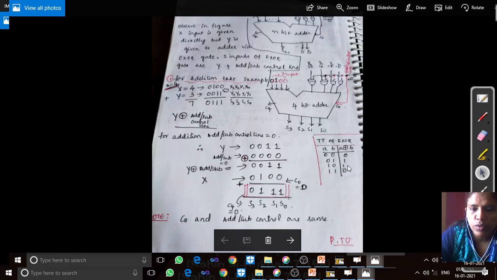Now you can look at the truth table over here. For XOR, when both inputs A and B are 0 0 or 1 1, that is, when the inputs are the same, the output is 0. When the inputs differ, the output is 1.